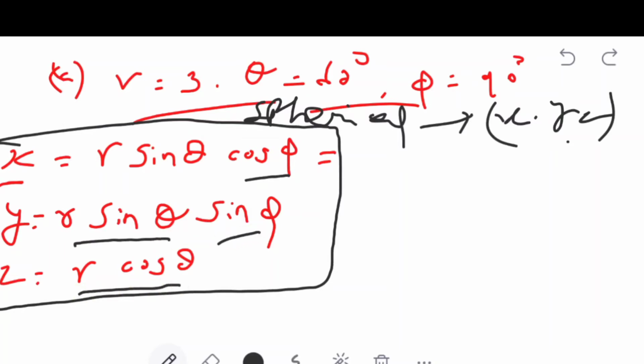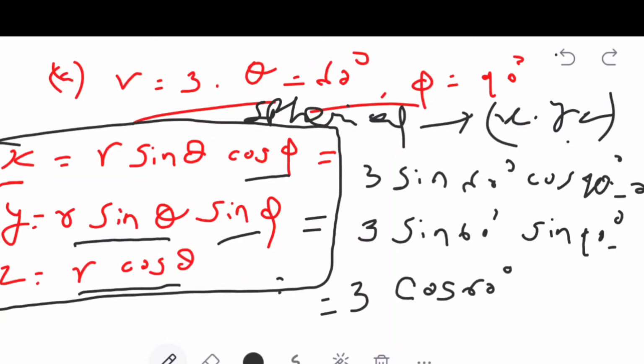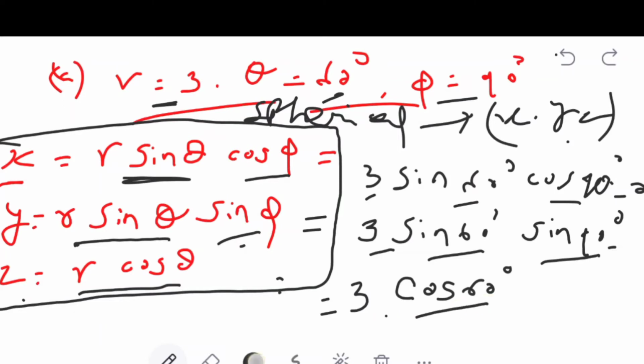Substitute the formulas. X equal to r sin theta cos phi. Now we substitute r equal to 3, theta equal to 60 degrees, phi equal to 90 degrees. In these equations, 3 sin 60 cos 90. Next r sin theta sin phi, 3 sin 60 sin 90. Z equal to r cos theta, 3 cos 60 degrees. After substituting this, what are the answers you will get?